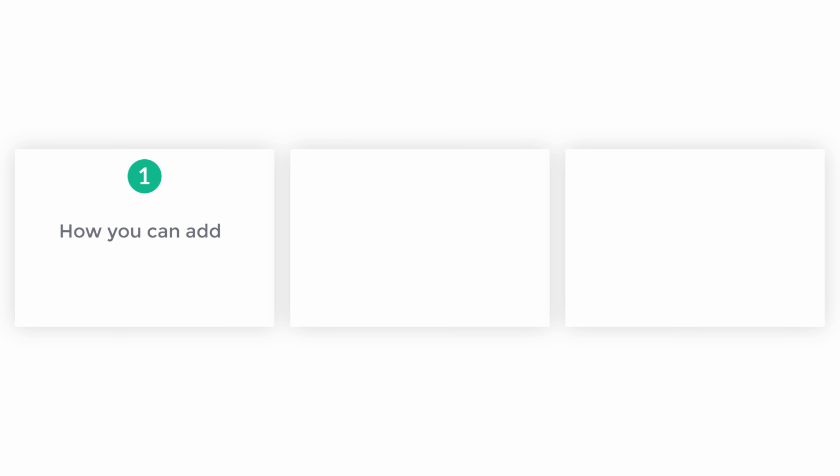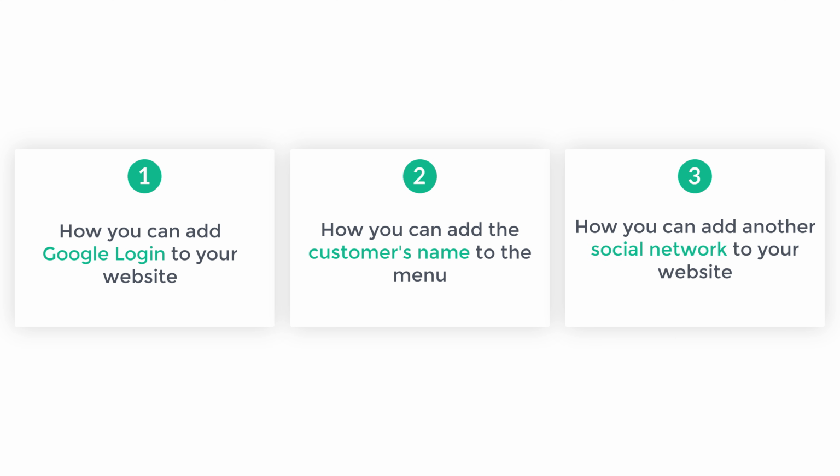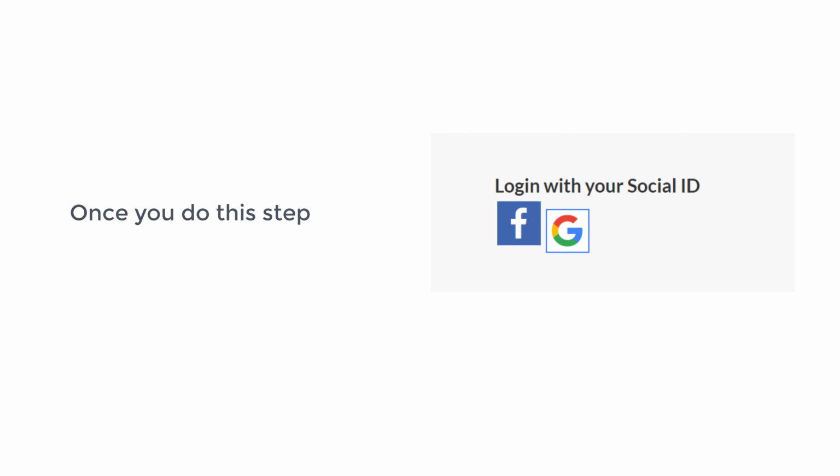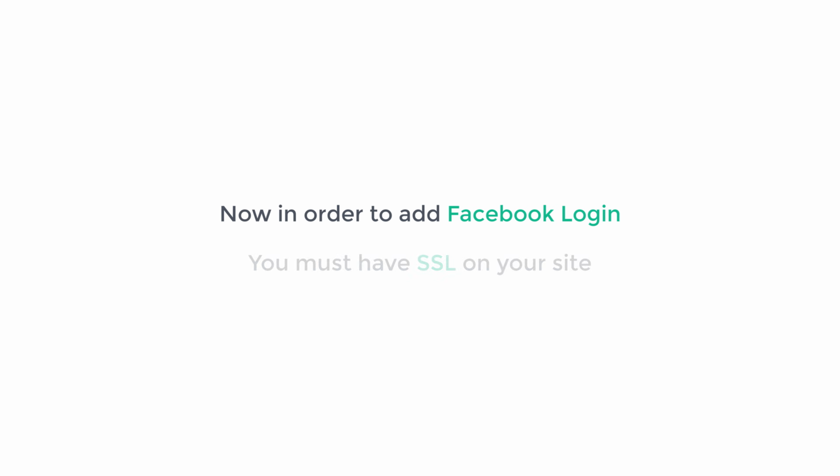So now we have seen how you can add the Google login to your website, and we have also seen how you can add the customer's name to the menu. So next, let's go to the final part of this tutorial, where we see how you can add another social network to your website. So next, we are going to add the Facebook login to our website. So once you do this step, Facebook login will appear on your website along with the Google login. And your customers will be able to log into your site using their Facebook account. Now, in order to add Facebook login, you must have SSL on your site. If you don't have SSL, you can watch this video to get it for free.